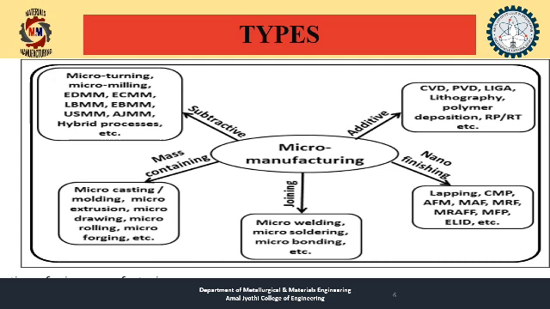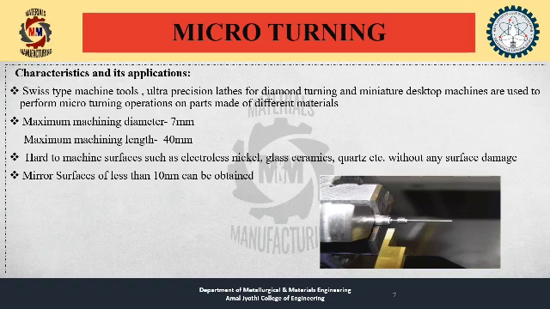There are several types of micro manufacturing. Depending on the type, mass containing, subtractive, additive, nano finishing, joining. So mainly there are micro turning, micro milling, micro casting, micro molding, micro soldering, micro welding, and lapping, and there are various other types of micro manufacturing. We'll be going into detail on some of them.